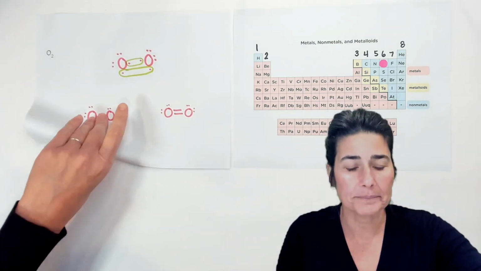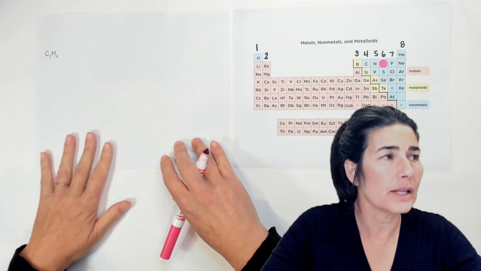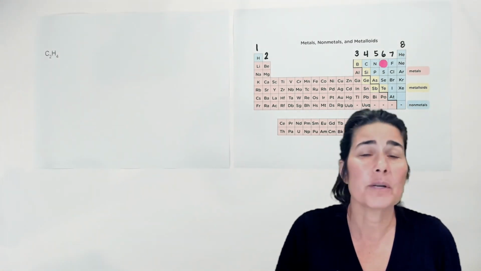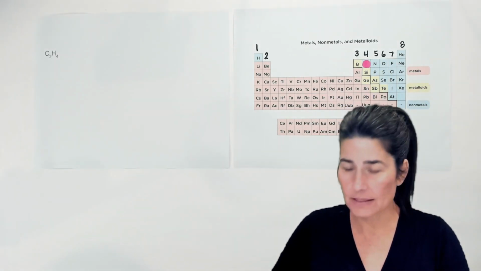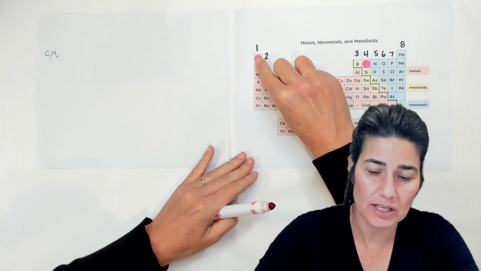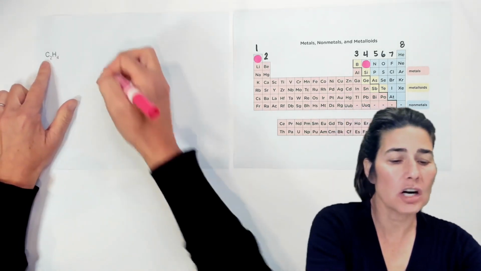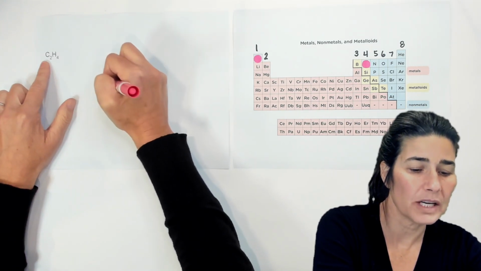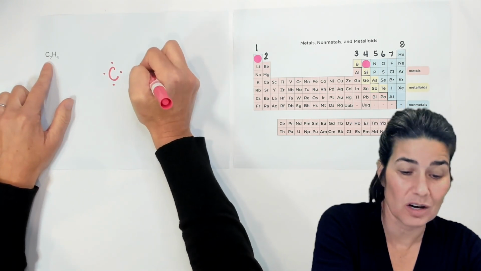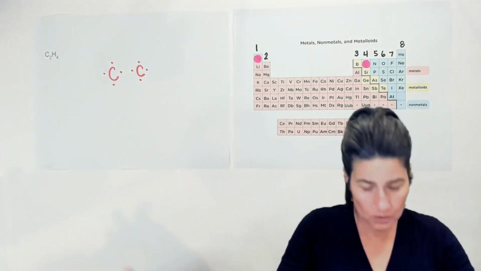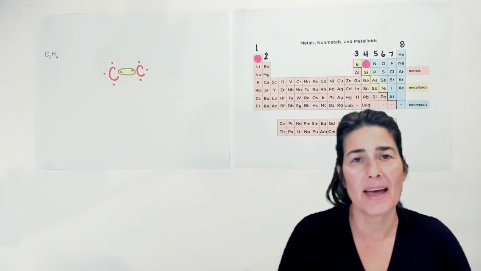Let's try another one. What about C2H4? If we look at C2H4, which is called ethene, we have a carbon atom that has 4 valence electrons, and we have some hydrogen atoms, each with 1 valence electron. Let's start with the carbon. Each carbon has 1, 2, 3, 4 places that it can make bonds. I've got 2 of those carbons, 1, 2, 3, 4. So I know I can at least link them up and make a bond in between them.